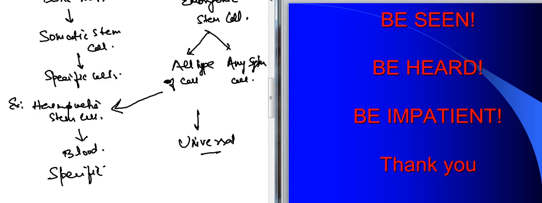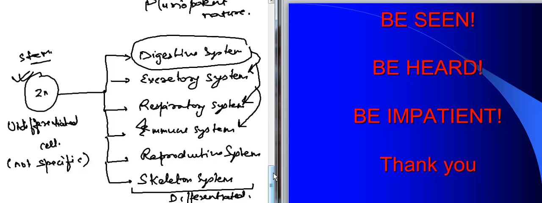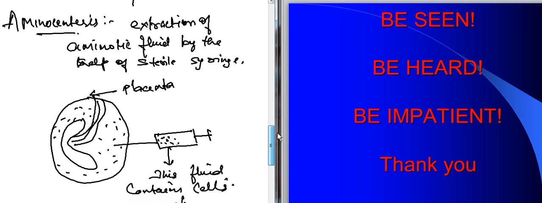Secondly, we can extract the stem cells from the embryonic stage. Either you can take it through the embryo, or you can take it from the fluid in which the child is growing. That fluid is called amniotic fluid. We have discussed how we can extract, or how we can take the amniotic fluid, with the help of a process called amniocentesis.